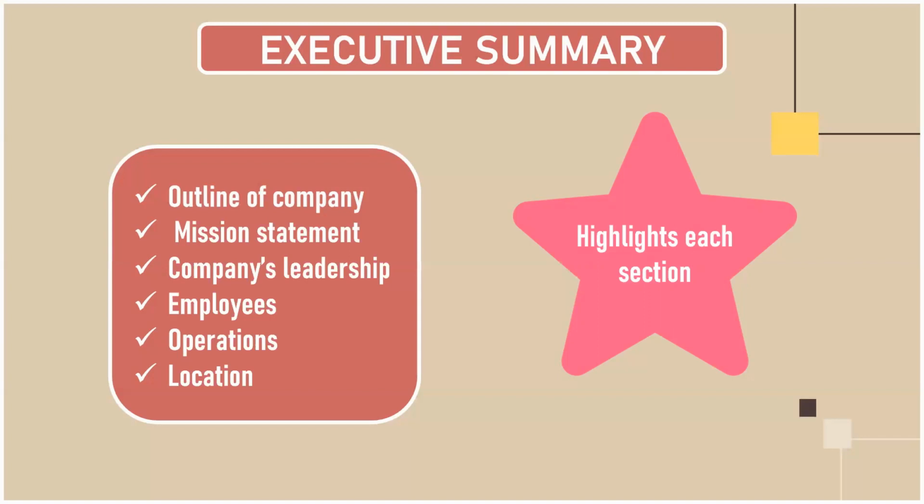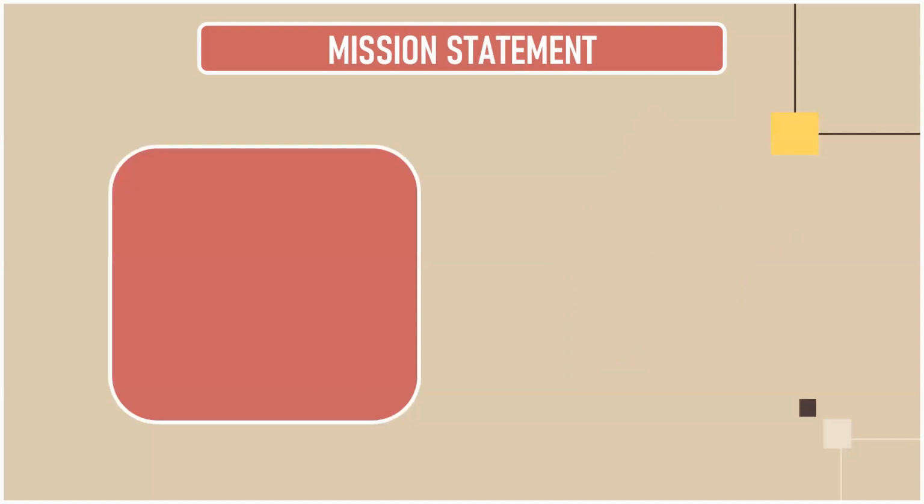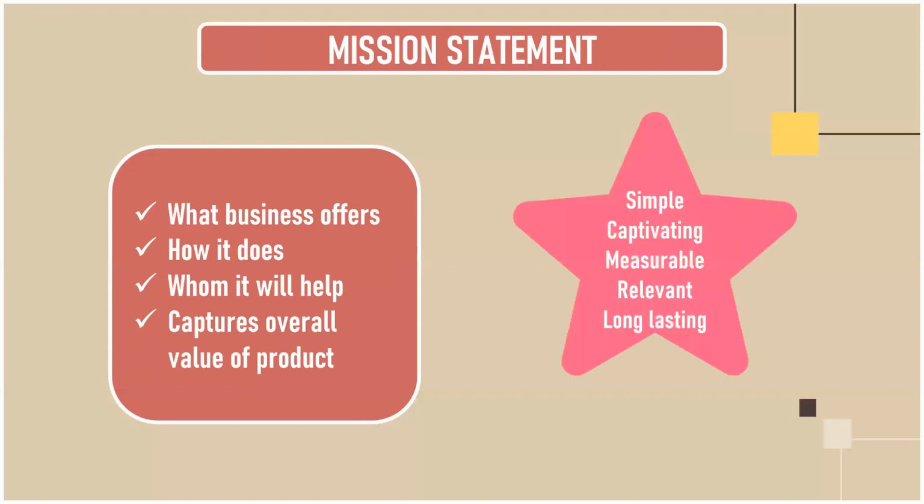Let us now find out what a mission statement is and how it should be written. The mission statement is the mission of the organization, or what the organization plans to achieve. On the basis of the mission statement, you can determine the vision of the organization. In the mission statement, you have to include information like what the business offers, how it will offer it, whom it will help, and it captures the overall value of the product. The mission statement should be written in simple language. It should be captivating, so that it is not boring. It should be measurable, relevant, and long lasting.